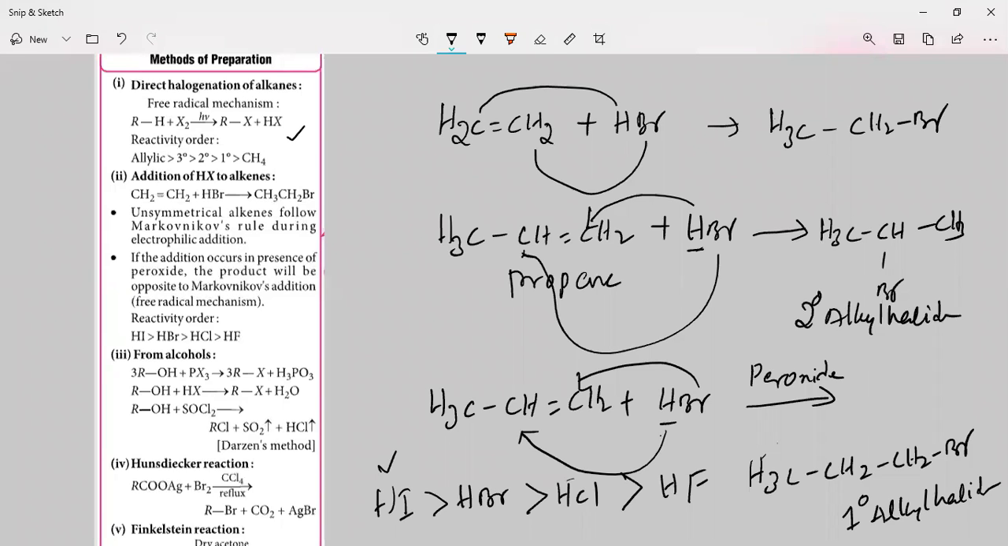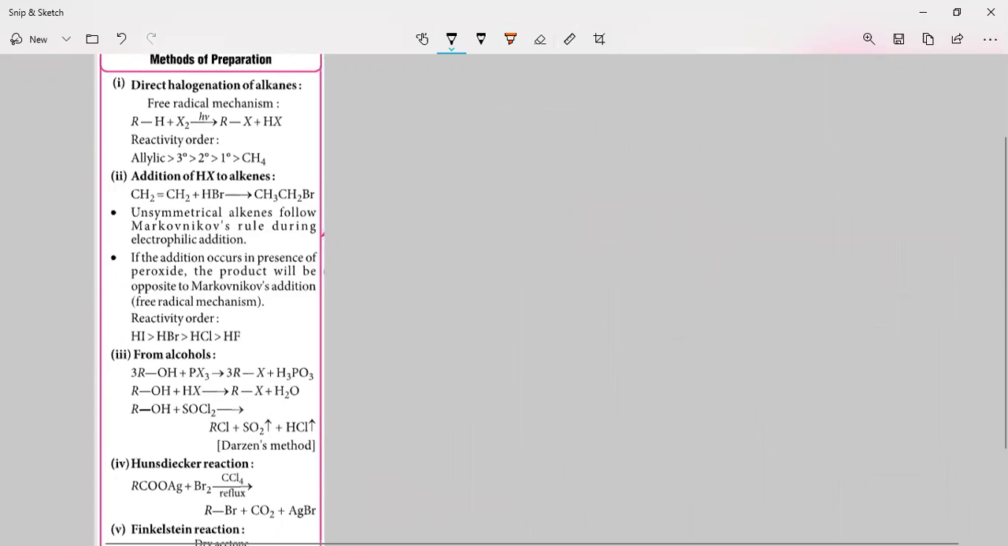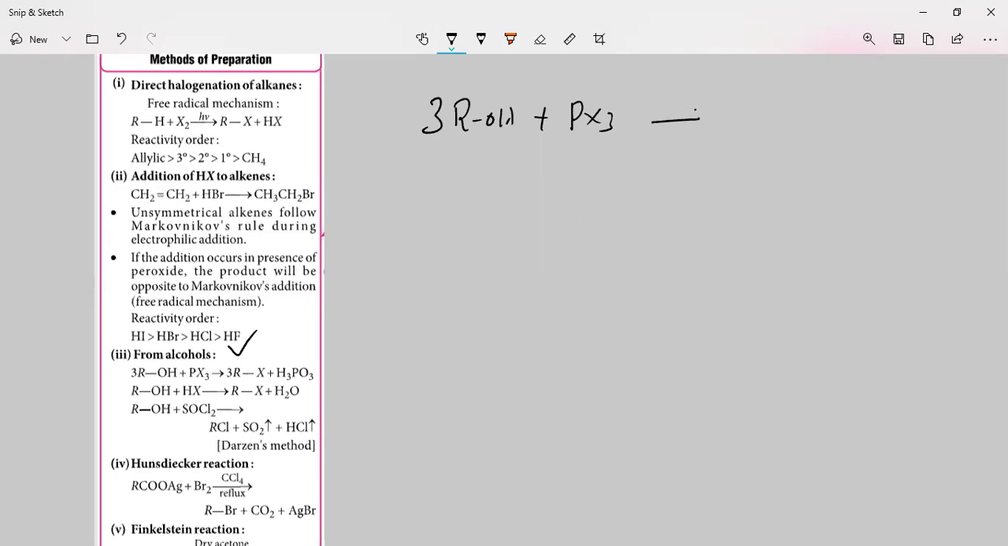Next, we will go for the third one, that is from alcohols. From alcohols, how will you prepare? Alcohols are treated with the phosphorus halides PX3. Okay, 3ROH plus PX3. So in the place of OH, what you are going to get? X will be attached. Thereby you are going to get alkyl halide, and also H3PO3. So 3 moles of alcohol you take and treat with the phosphorus halide.